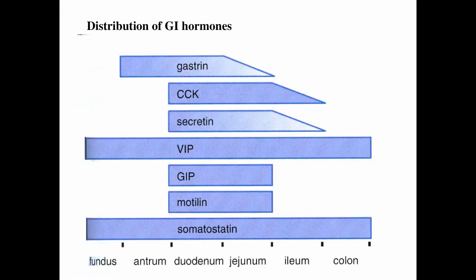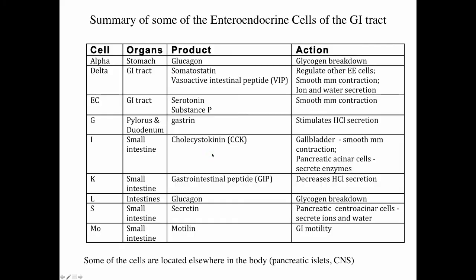And we come back to this slide. We showed it to you in an earlier podcast. These enteroendocrine cells are distributed throughout the GI tract, so these hormones can be secreted in various regions through the GI tract. And so you want to have an appreciation, especially for your physiology, where these hormones are secreted in the GI tract. And here is a table that summarizes some of the enteroendocrine cells in the GI tract.